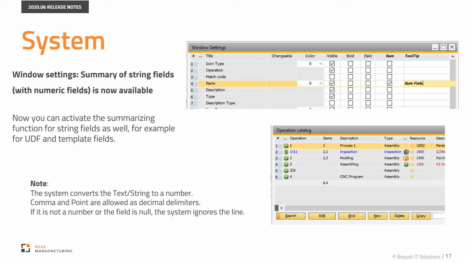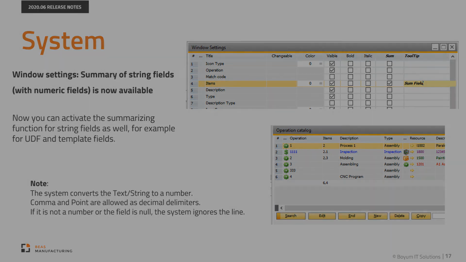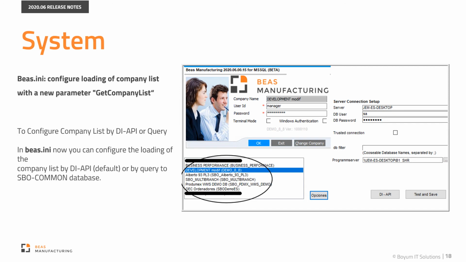Please note, the system converts the text string to a number. Comma and point are allowed as decimal delimiters. If it's not a number or the field is null, the system ignores the line. In the Beas.ini, now you can configure a loading of the company list with a new parameter named getCompanyList.